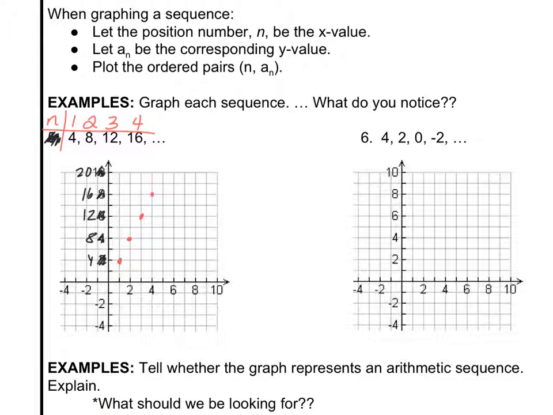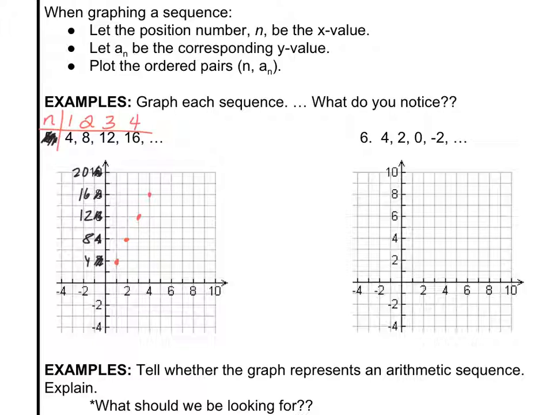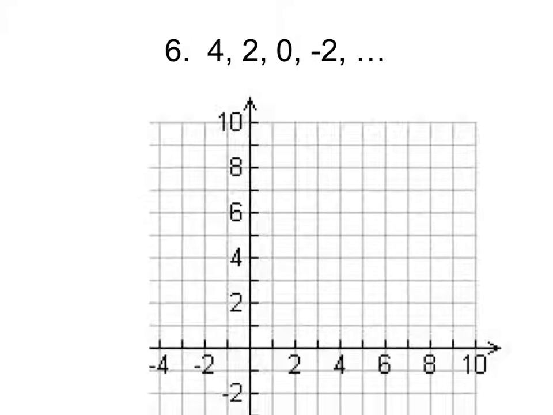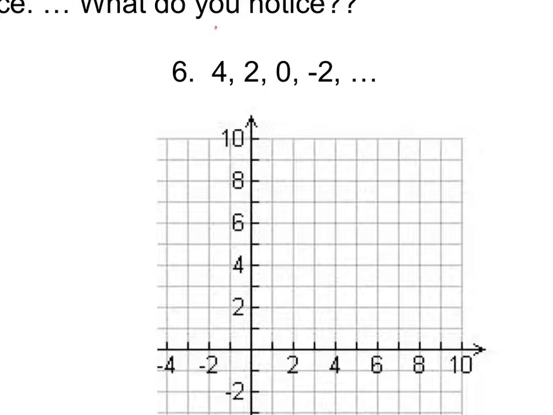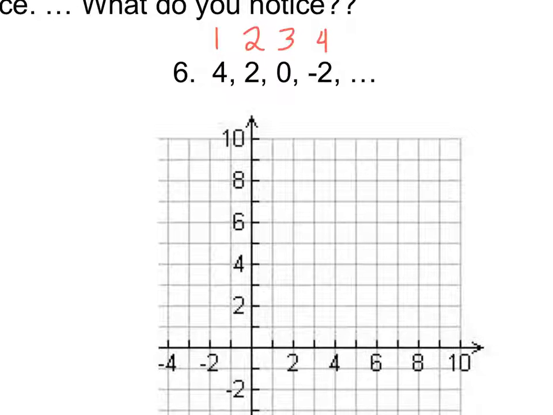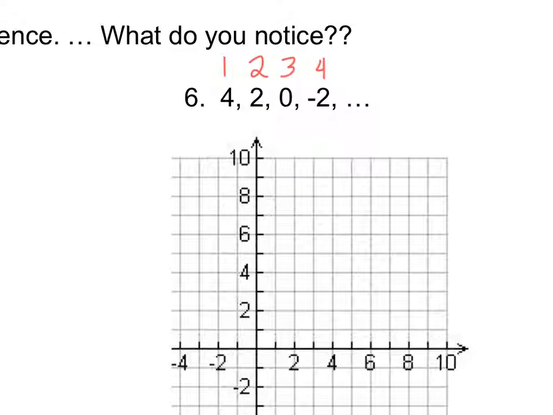One more, if you want to do it on your own, you can. I would write your position number. So 4 is the first number, 2 is the second, 3, then 4. That is your n, your position number. 6 is not a part of this. So that's a table.